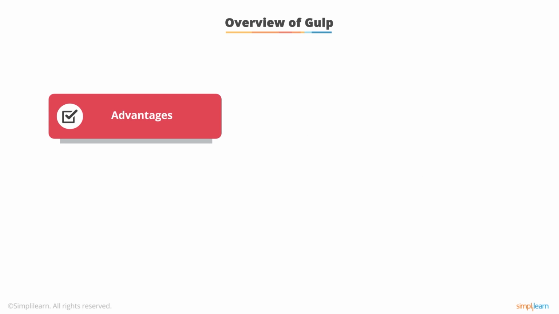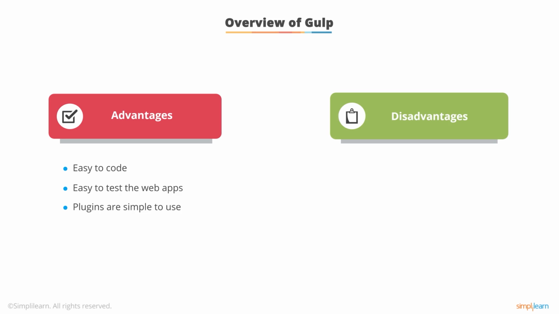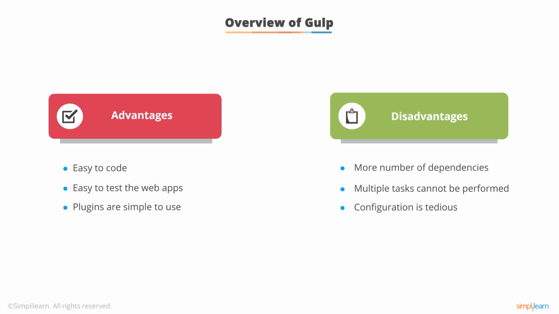Some of the advantages of Gulp are that it's easy to code, it's easy to test with web apps, and the plugins are simple to use. Some of the disadvantages are there's more than the usual number of dependencies, multiple tasks cannot be performed in parallel, and configuration can become tedious.